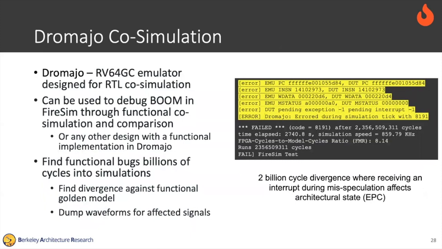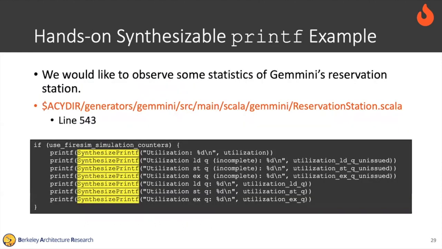So one more feature I will quickly highlight is Dromajo co-simulation. Another way to find bugs in a design is to have a golden model of the design, usually written in a simpler style, like just a software program, and compare its execution against the RTL running on the FPGA. One tool we can use to do this, comparing Boom's execution against a software model, is called Dromajo, and that's also supported in FireSim.